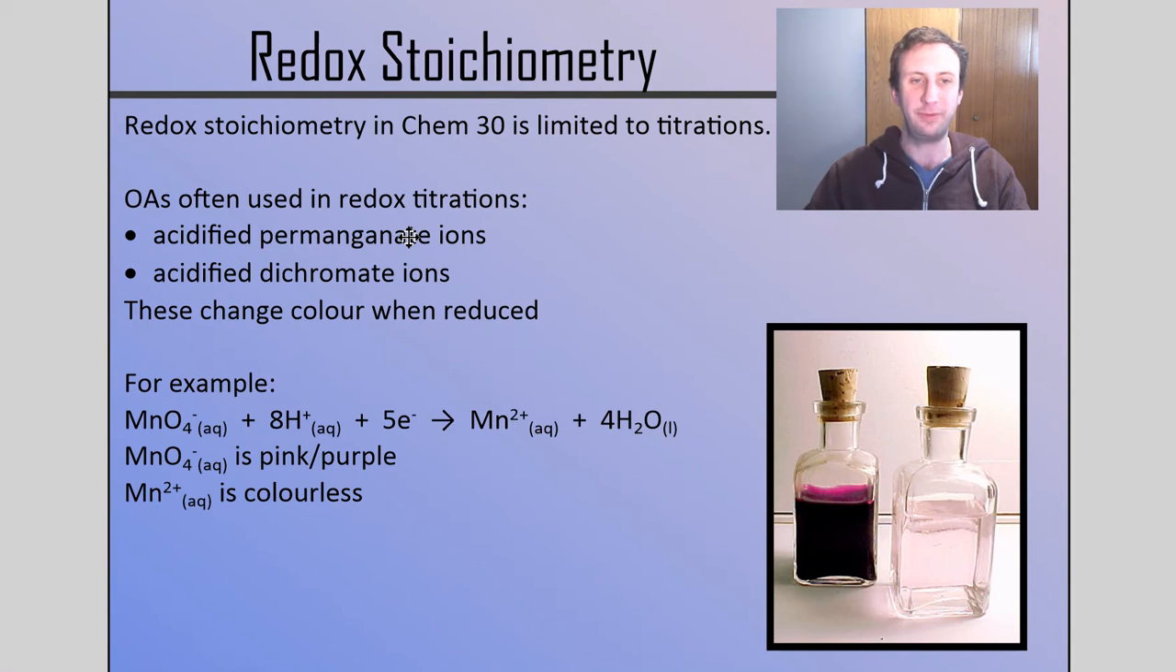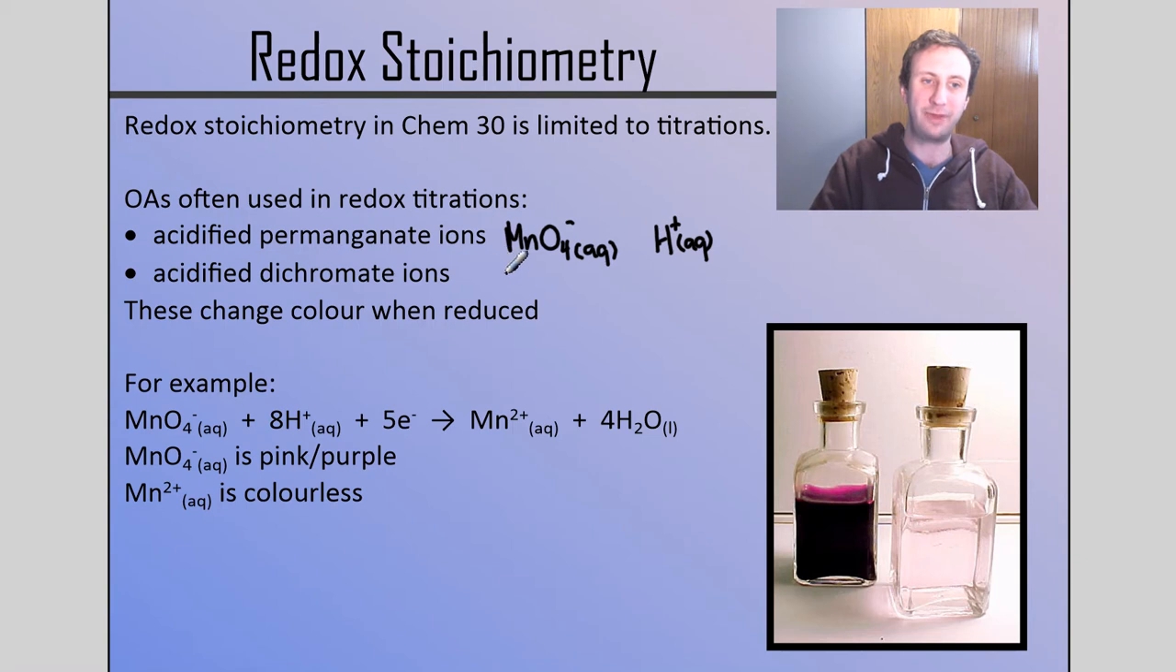So we use acidified permanganate ions quite a bit. By acidified permanganate, I mean I have MnO4 minus aqueous ion, and then I also have, of course, acid, H positive aqueous. We'll talk about this more, but we actually keep these two things separate. The H positive is often in the Erlenmeyer flask with the sample, while I often use permanganate ion as the titrant, so that's in the burette.